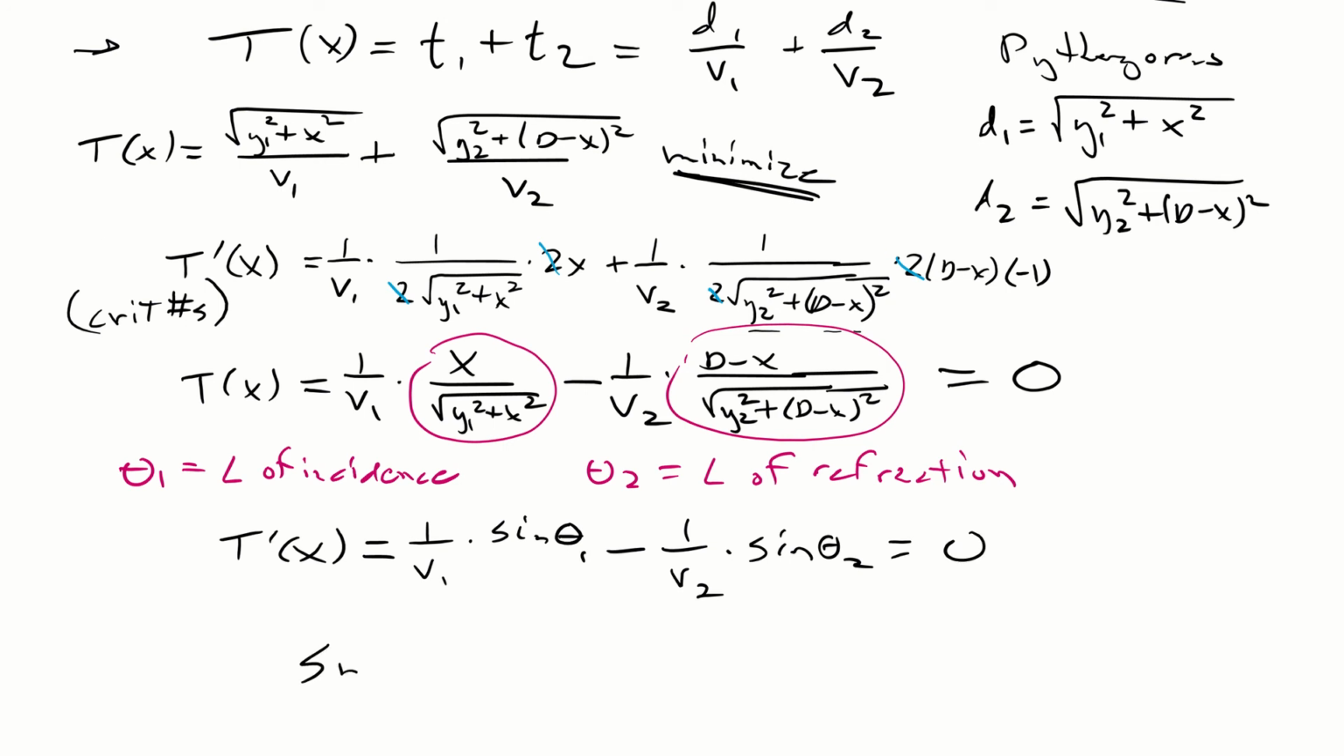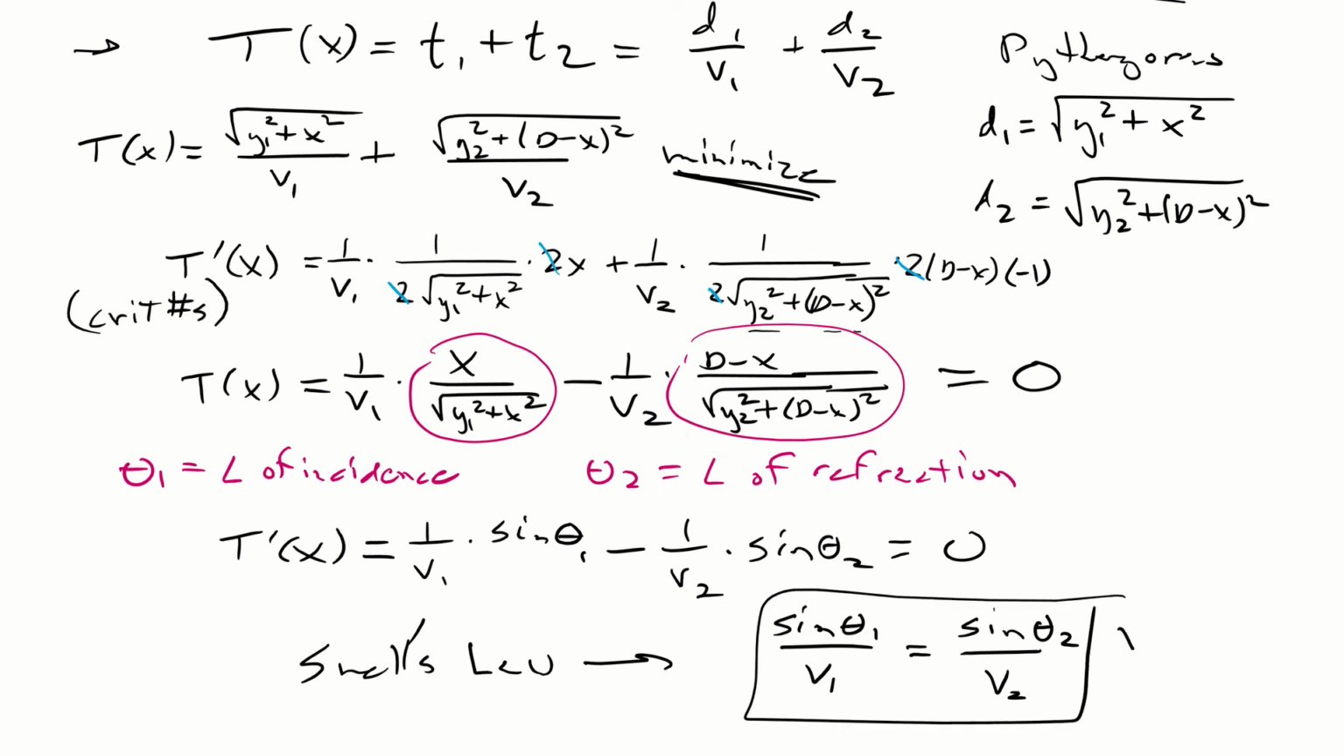And here comes Snell's law about light hitting a surface and changing speed. The sine of the angle of incidence of the light ray divided by the speed of light in air is equal to the sine of the angle of refraction divided by the speed of light in that other medium. And that problem is done. That's what they wanted us to show. And it's a lot of work.